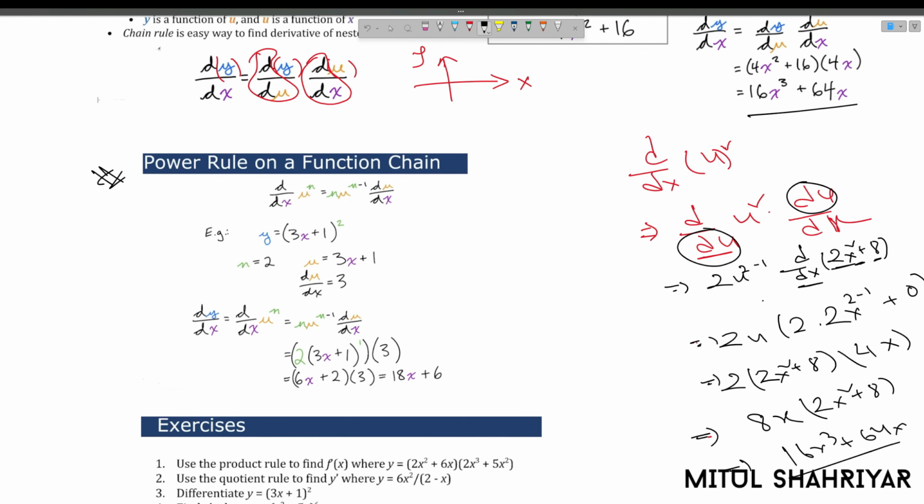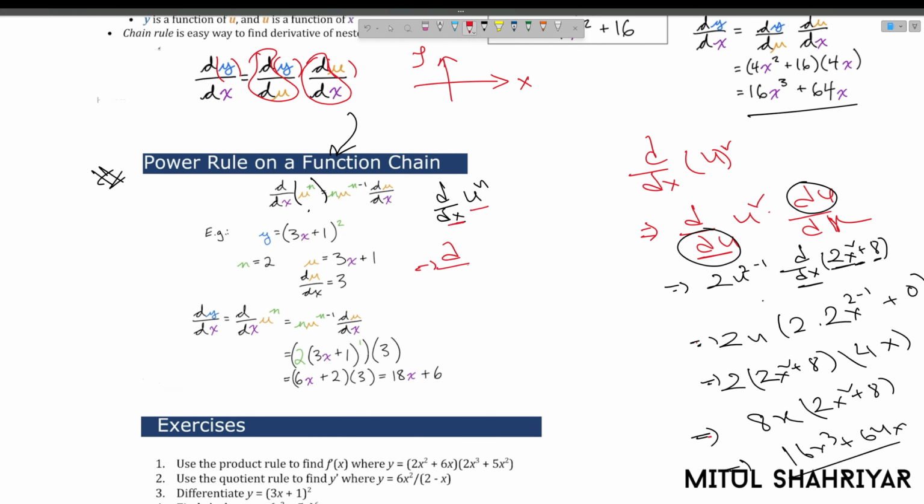Now talking about the power rule on a function chain. Interesting. So when we have d/dx of u to the power n, what do we have? We have n, obviously the power n, then u to the power n minus 1, then again du by dx. Okay, this is actually the same as the earlier one. How can we say that? Assume d by dx, we have u to the power n, right? So do we have x and u the same? We don't have that, right? x and u are not the same.